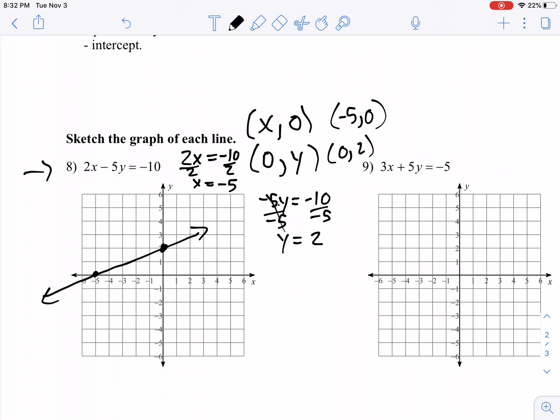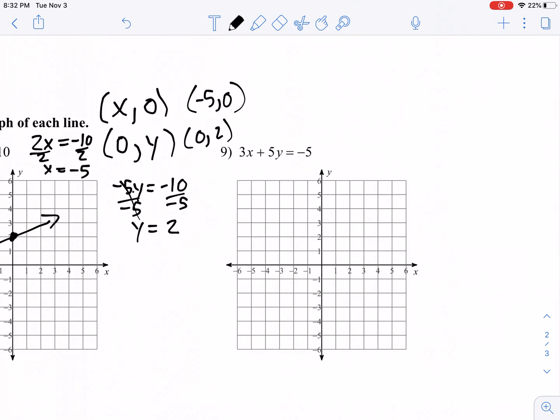Now we can do the same thing on number 9. If I want to find the x-intercept, the y has to be 0. So if I plug in a 0 for y, what's going to happen? Well, 5 times 0 is going to be 0. In other words, that gets covered up. So what I'm left with is 3x equals a negative 5. Now, dividing by 3, we get x equals a negative 5 over 3.